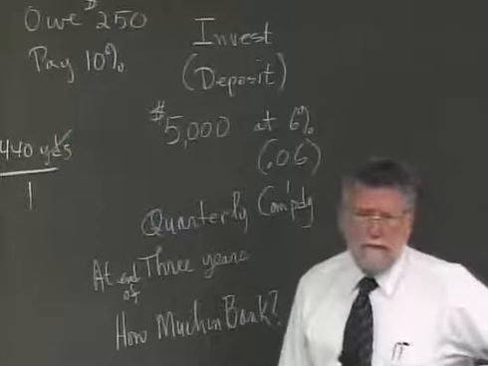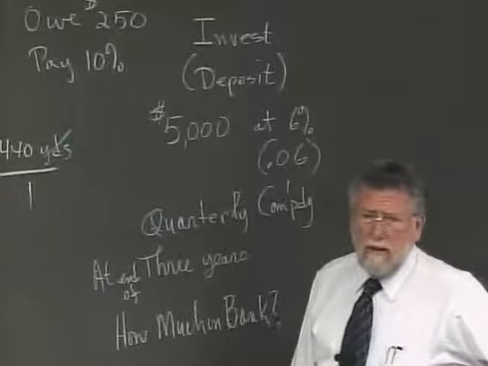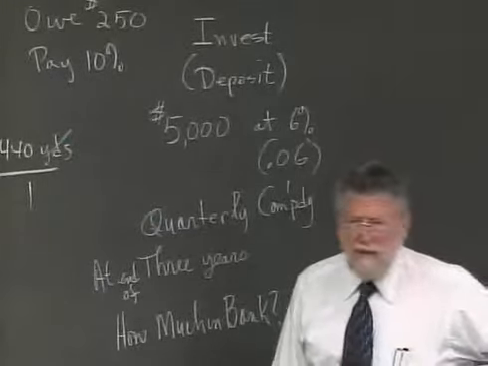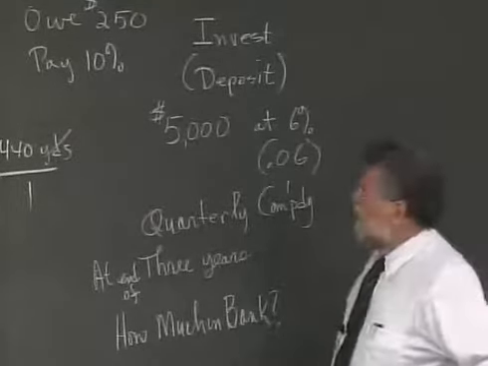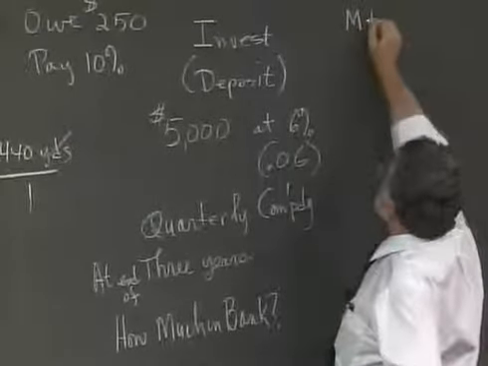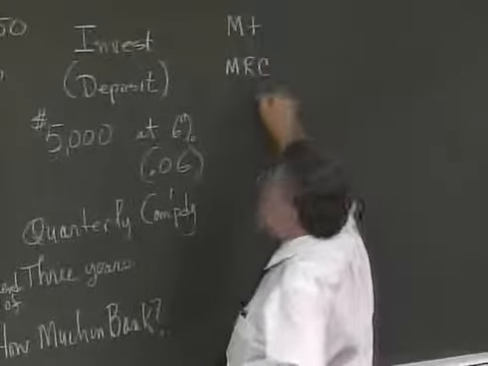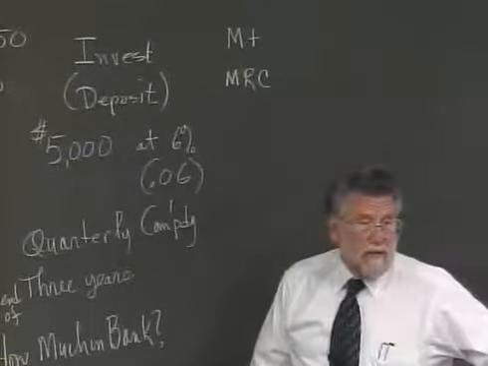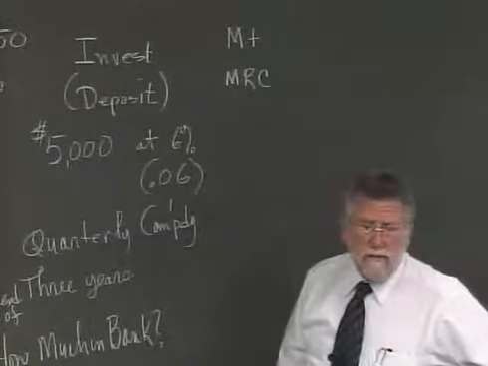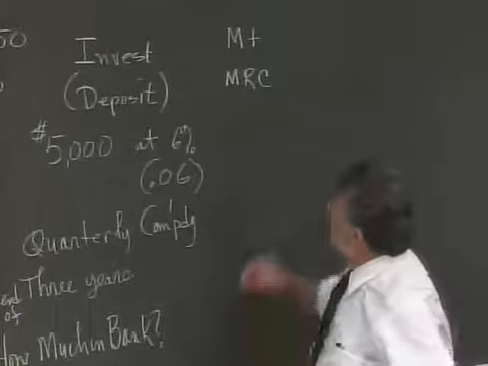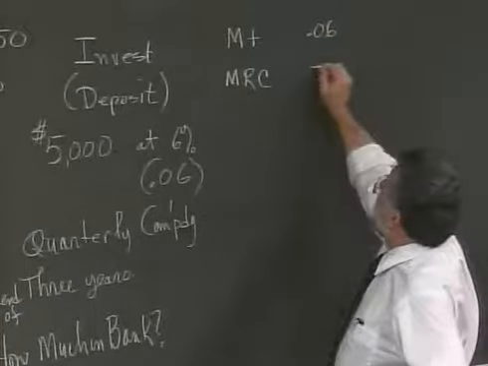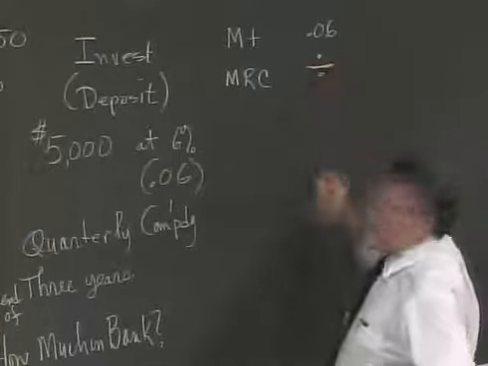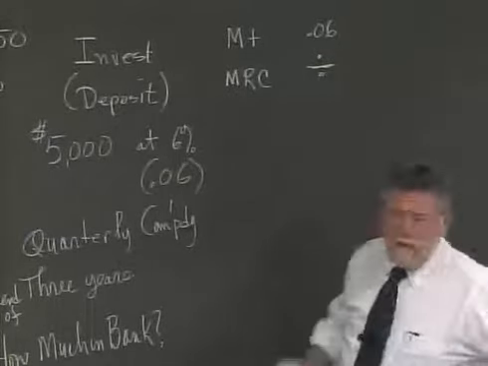So what are we going to do with this problem? We're going to use a calculator. Does anybody need one? I have a few extras up here. Okay. Now this is the calculator where we're using the M plus and the MRC, memory recall. So what are our steps? Somebody give me the steps. I put the percent, which is 0.06. Then divide it by what? By the 4, the number of times I compound a year.